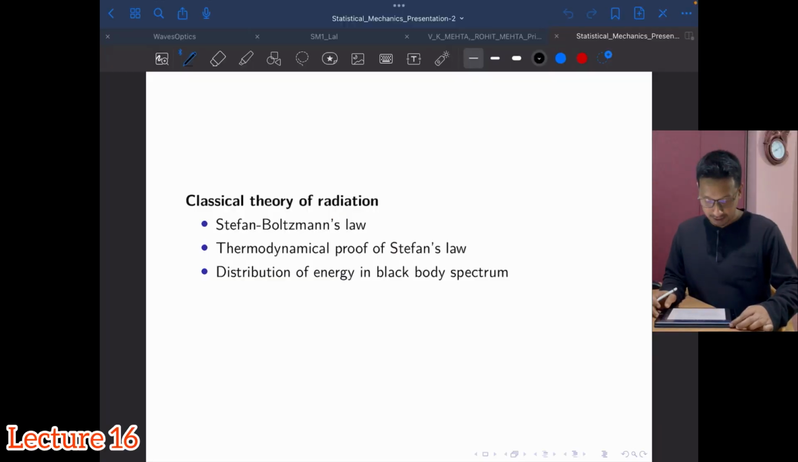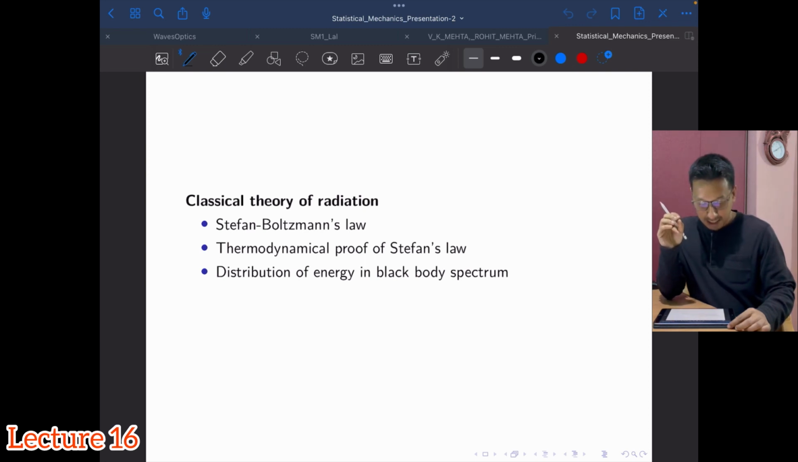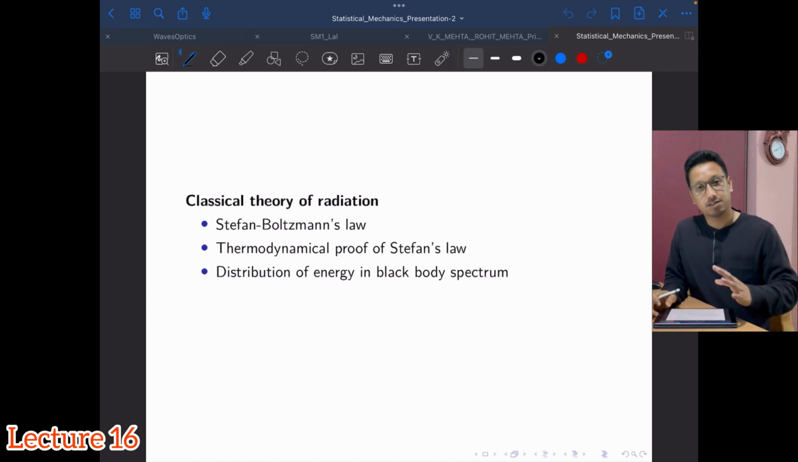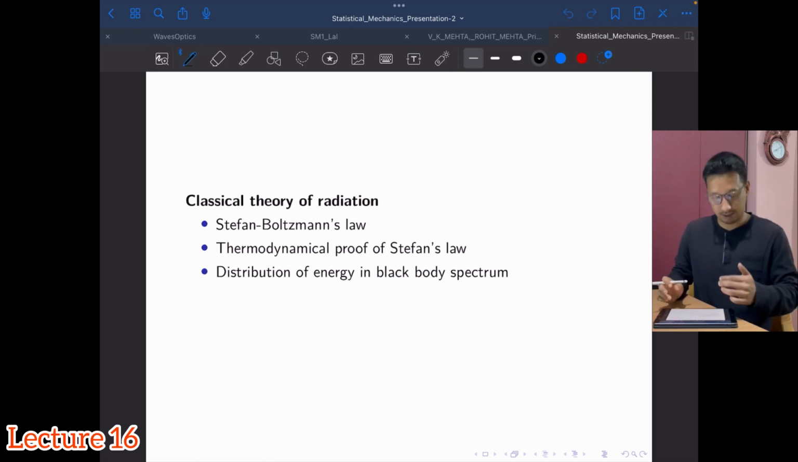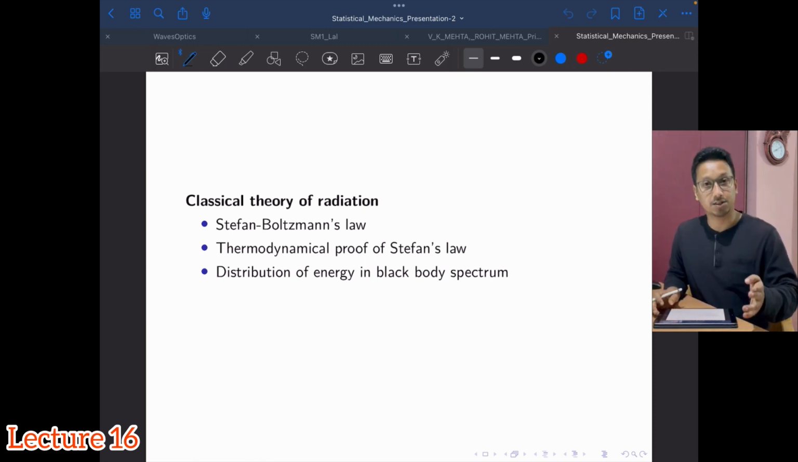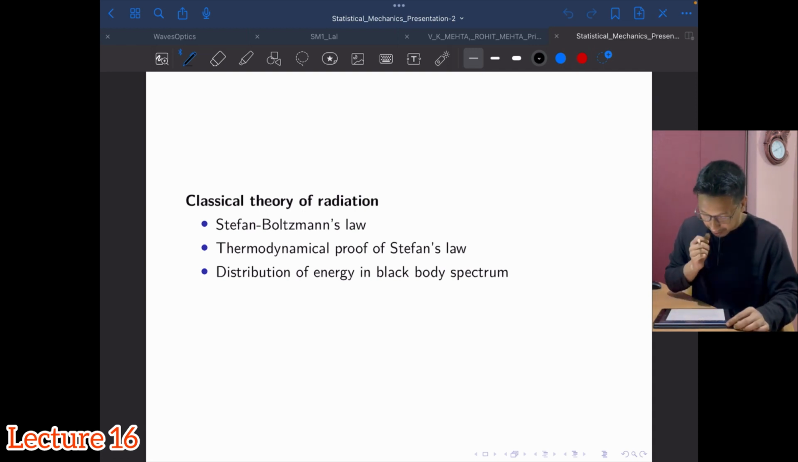So we shall continue our discussion on classical theory of radiation. In this video, as you can see here on the screen, we'll talk about the Stefan-Boltzmann law. Second, we'll talk about the thermodynamic proof of this Stefan's law. And then finally, we'll talk about distribution of energy in the black body spectrum. So our main aim is to discuss these three topics under the unit which we have been discussing for the last couple of videos. Okay, so let's begin.